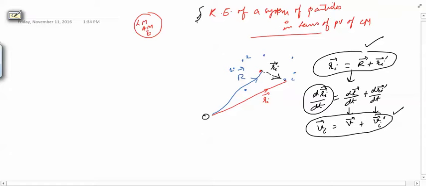I need to write the kinetic energy of a system of particles in terms of the position vector of the center of mass. So what is the kinetic energy? We already have the expression: half mi vi square. The idea is you take the kinetic energy of the ith particle and then sum over all the particles, then you will get the total kinetic energy of the system. So this is equal to summation of half mi vi square, which is nothing but vi dot vi vector.